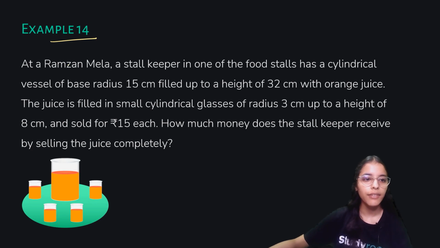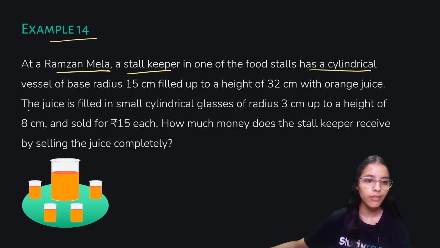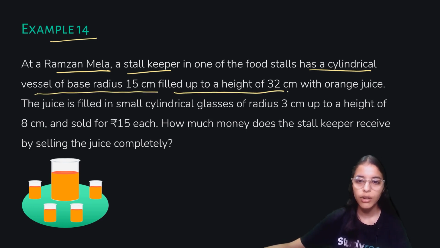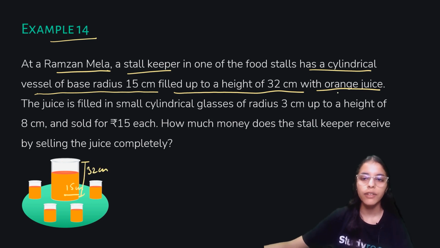It is stated that at Ramzan Mela, Ramzan is a festival, so we have a Mela on the occasion of that festival. A stall keeper in one of the food stalls has a cylindrical vessel of base radius 15 centimeter filled up to a height of 32 centimeter with orange juice. So we have a big cylindrical vessel, and we have our base radius to be 15 centimeter and our height is given as 32 centimeter and it is filled with orange juice.